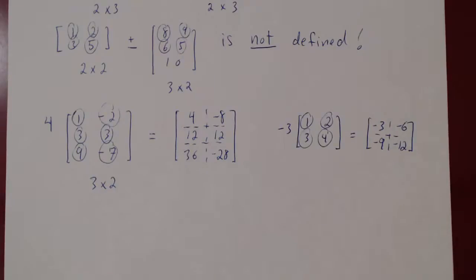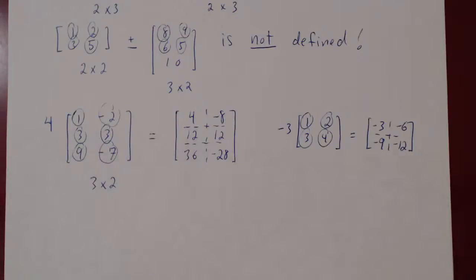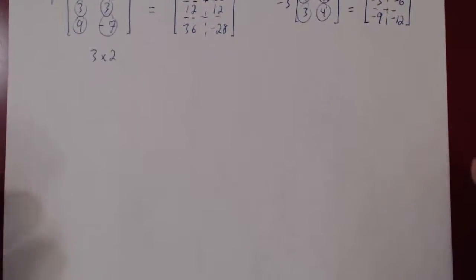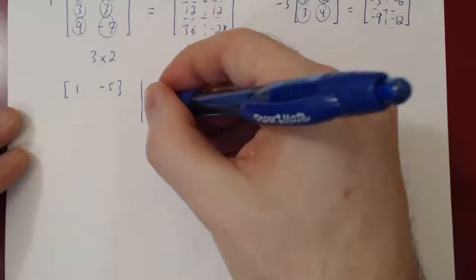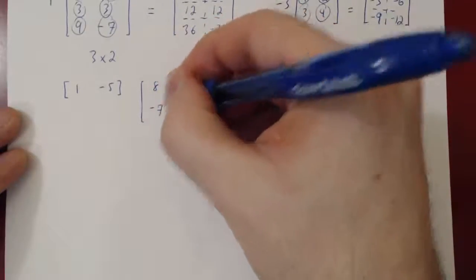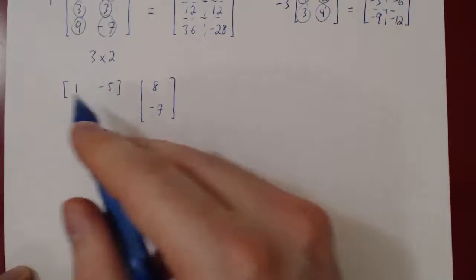So as you can see, matrix addition, subtraction, very simple. Scalar multiplication, very simple. Now, much more interestingly, is matrix multiplication. Can we multiply two matrices together? The answer is yes, some of the time. Let's start with very simple matrices. We'll look at a row times a column matrix. So if I looked at the matrix, say 1, negative 5, times the matrix 8, negative 7, this is called a row matrix of length 2, as it is a single row with two entries.